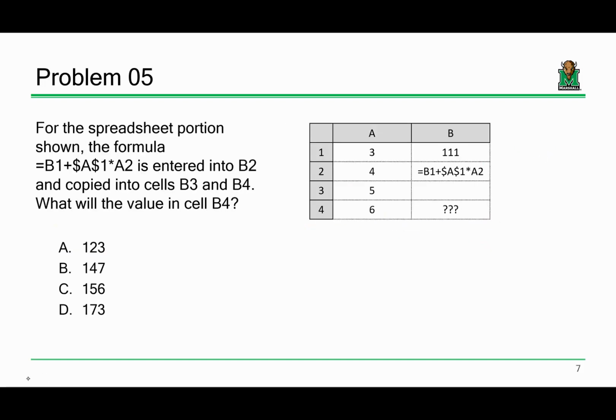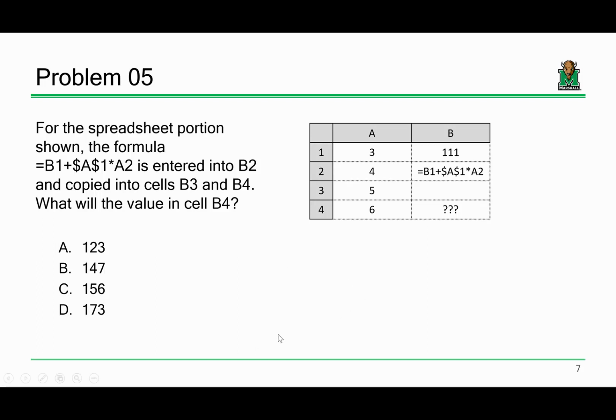All right, here's where things get interesting. For the spreadsheet portion below, the formula shown is entered into cell B2 and copied into cells B3 and B4. What will be the value in cell B4? So here's a spreadsheet, and I have a formula in this cell, and I'm going to copy it into cell B3 and copy it into cell B4. And so what's going to be the value in cell B4?